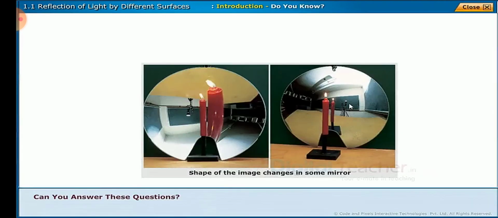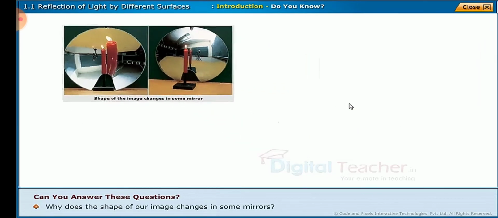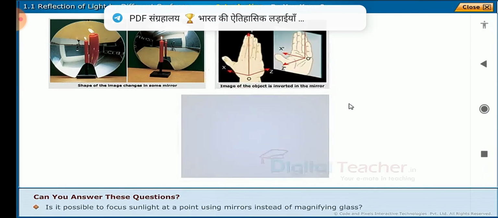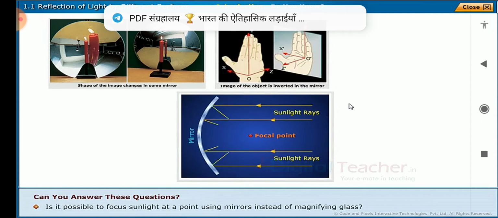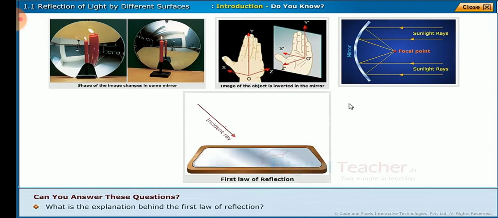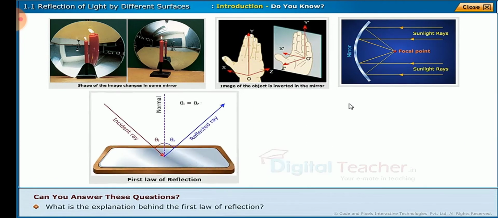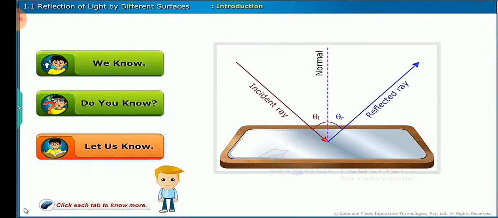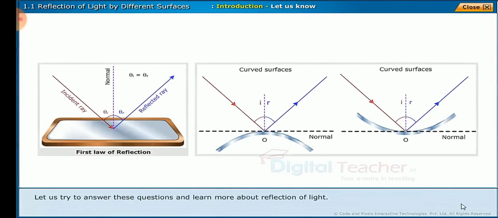Now, can you answer these questions? Why does the shape of our image change in some mirrors? Why does an object appear to be inverted with respect to its image in a mirror? Is it possible to focus sunlight at a point using mirrors instead of a magnifying glass? What is the explanation behind the first law of reflection? Does the first law of reflection hold good for curved surfaces too? Let us try to answer these questions and learn more about the reflection of light.